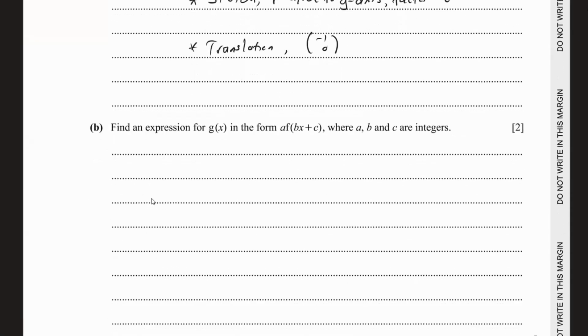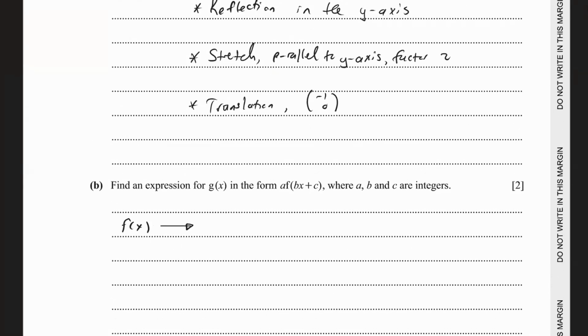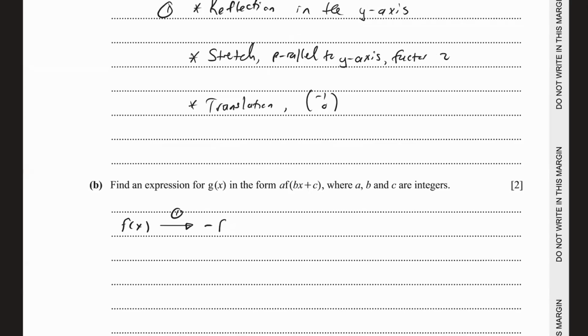All right, so we started with the graph of y is equal to f of x. Then it underwent the first transformation, which was a reflection in the y-axis. So that's transformation 1. Actually, it's in the y-axis, so rather than negative of f of x, it has to be f of negative x.